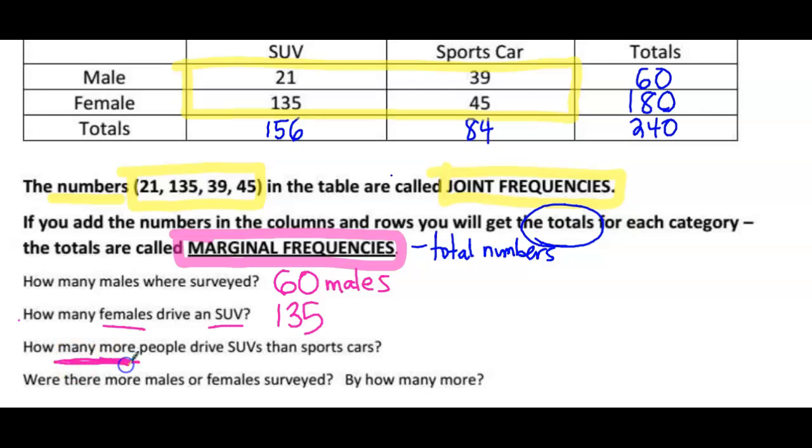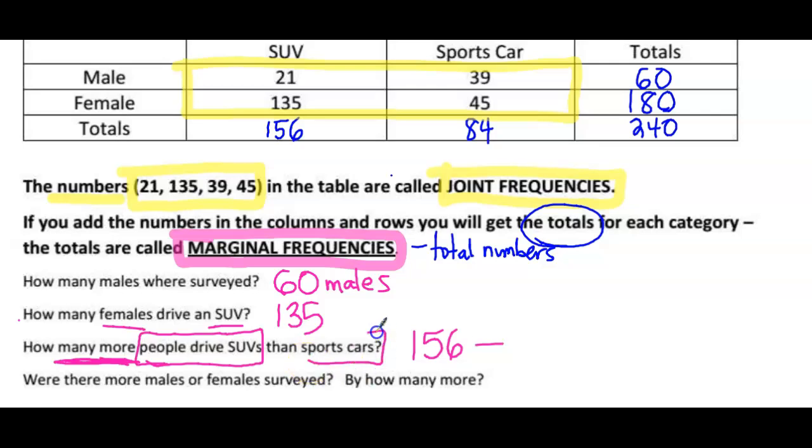We have done things before when it says how many more. How many more means you're going to subtract something. It says, people who drive SUVs. Well, that means you need the total people who drive an SUV. Hopefully you can tell up there, 156. 156 is the total SUVs. Now we're going to subtract. It says, how many people drive SUVs?